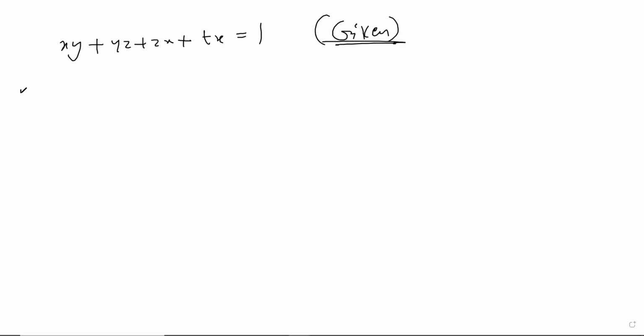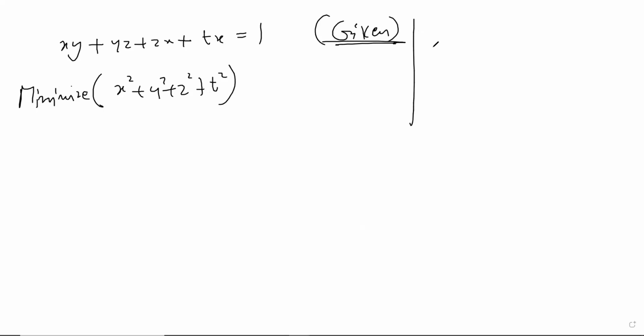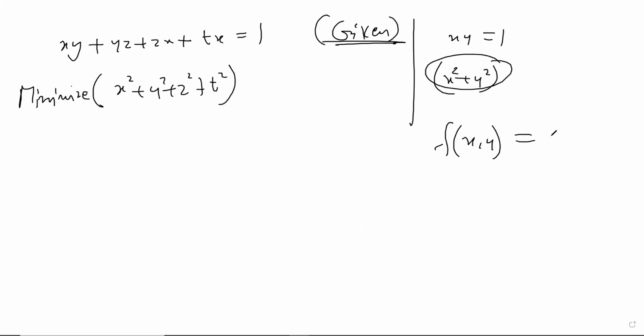Let's say now the question is to minimize x square plus y square plus z square plus t square. Before you try this, let me say what this kind of question is about. If you just take, say, xy equal to 1 in two dimensions, and you want to minimize this, what is this kind of question doing? Look, this is a function in two variables, f(x, y) equal to x square plus y square, right?